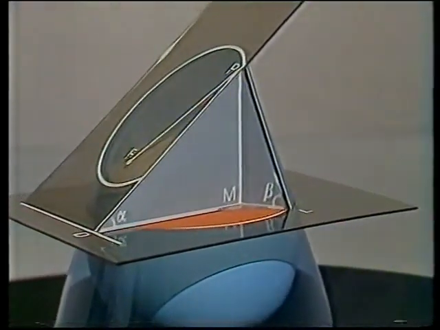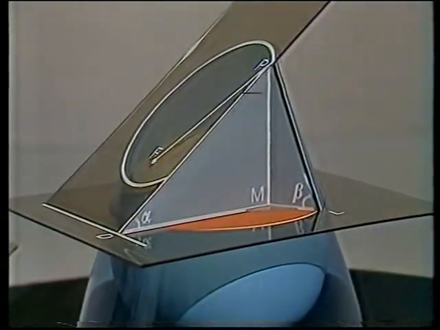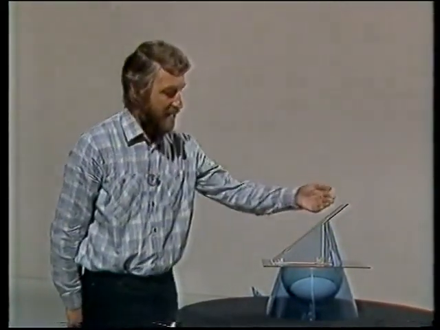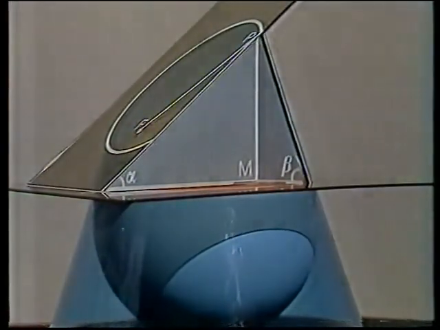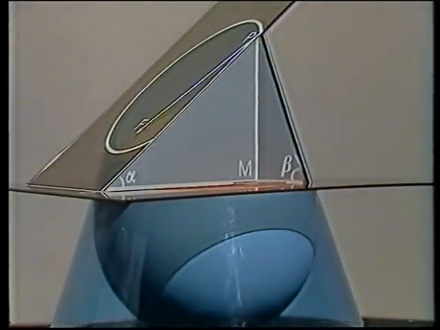This shows the curve must be a conic. And what's more, we now know its eccentricity is sine alpha over sine beta. But alpha is less than beta, so the eccentricity is less than 1, and therefore we have an ellipse. And that completes our proof. Actually, we could use a similar method to prove the results for the other conics.